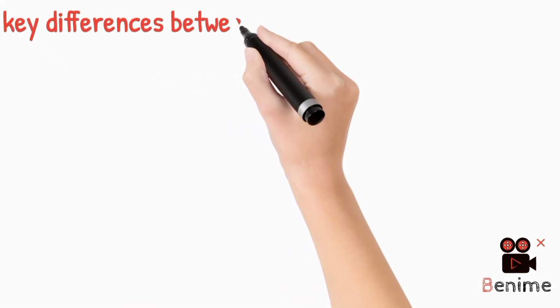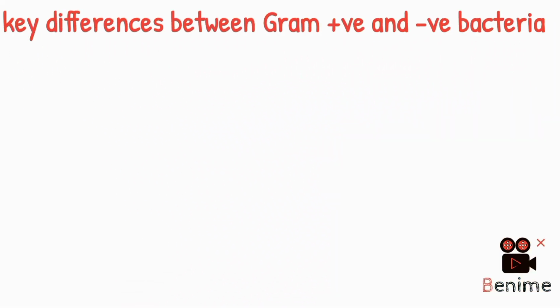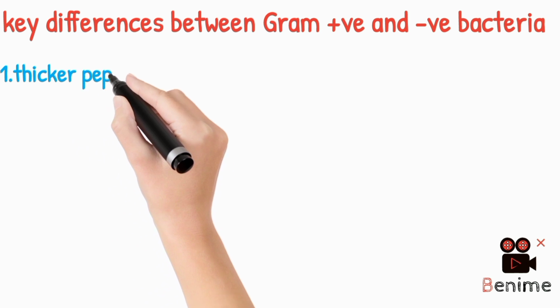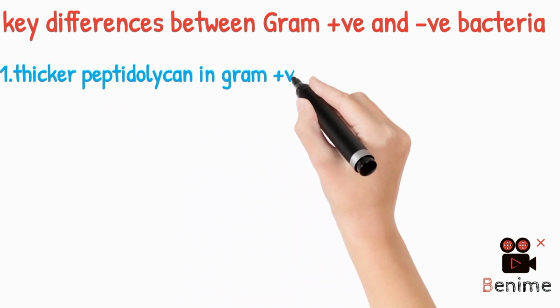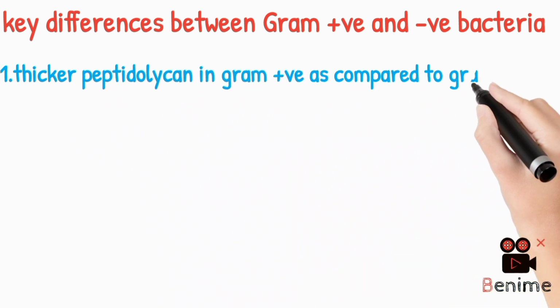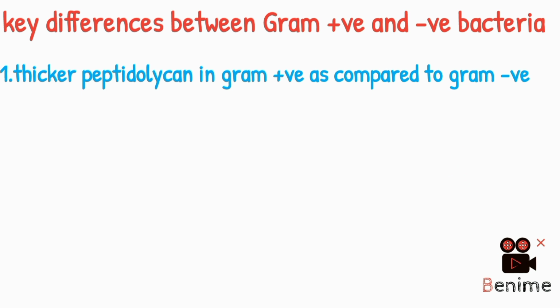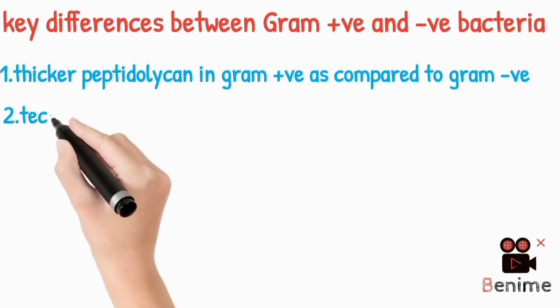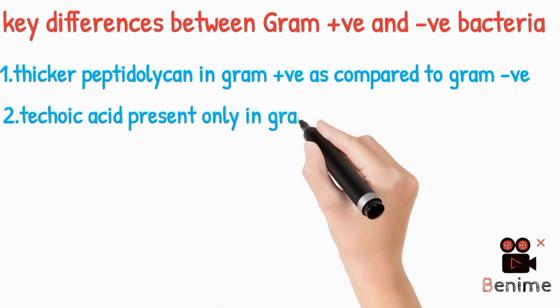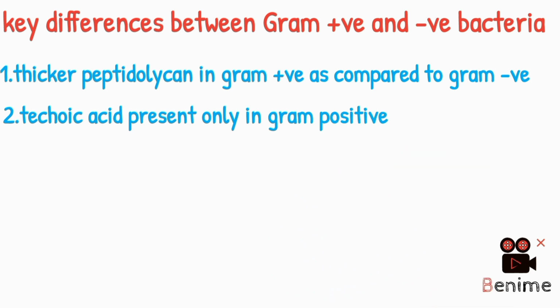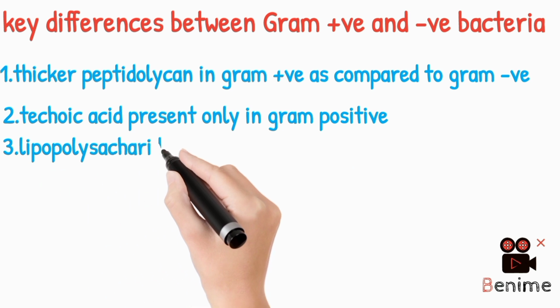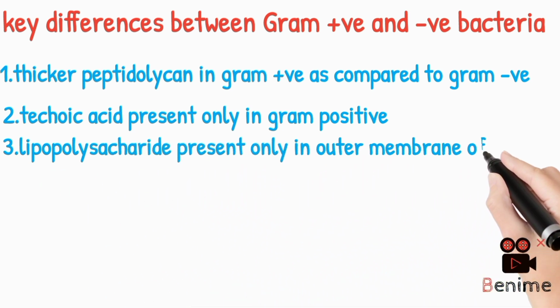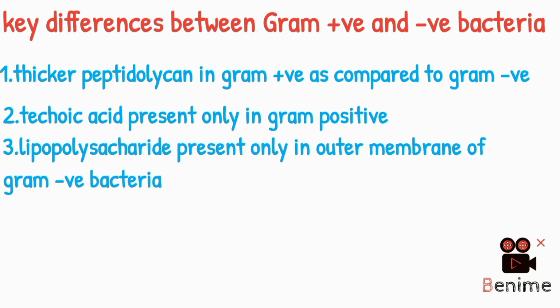Now to summarize the key differences between gram-positive and gram-negative bacteria. Gram-positive bacteria, we said, have a thicker peptidoglycan as compared to gram-negative. Second difference was teichoic acid is present only in some gram-positive bacteria. It's never present in gram-negative bacteria. Then we said that lipopolysaccharide is present in the outer membrane only in gram-negative bacteria, and it's not present in gram-positive bacteria.